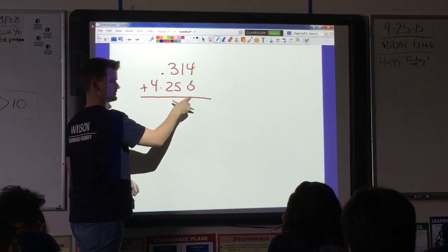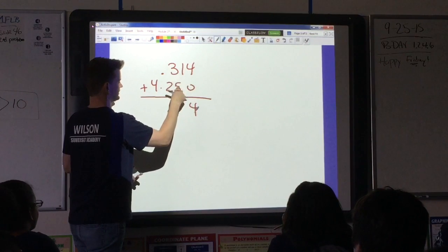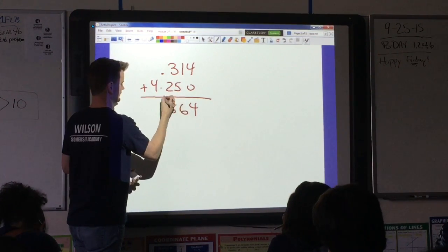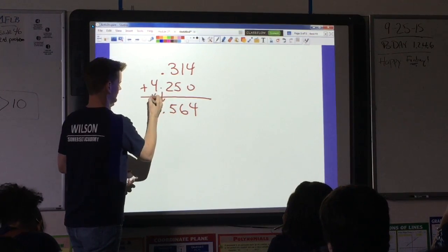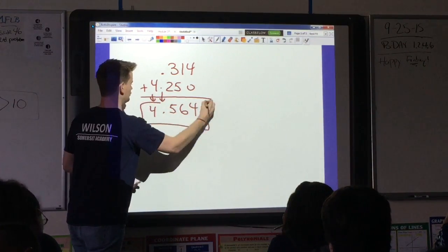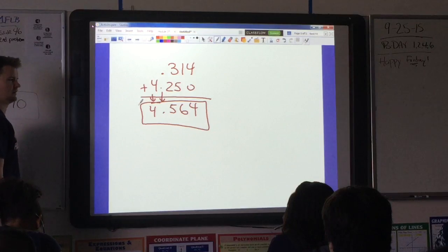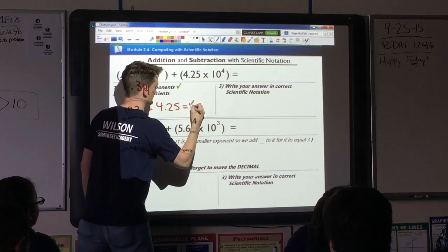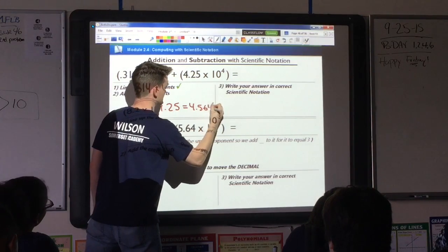4 plus 0 is 4. 1 plus 5 is 6. 3 plus 2 is 5. Bring down your decimal, and then just bring down your 4. And we'll get our new coefficient, which is going to be 4.564. So this becomes 4.564.